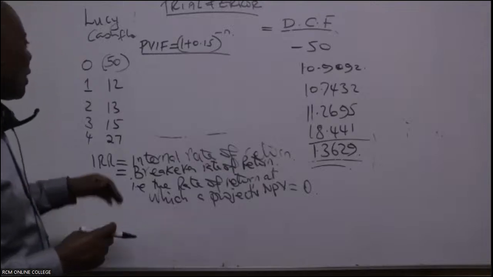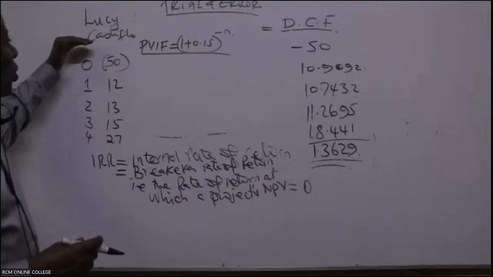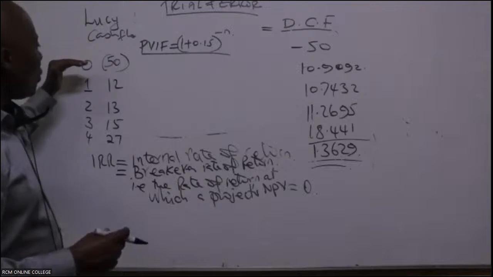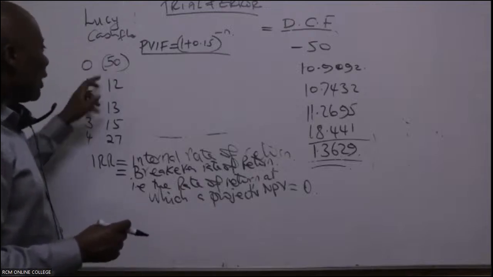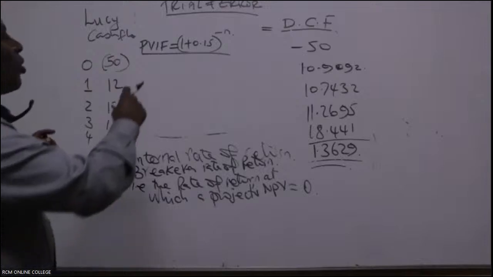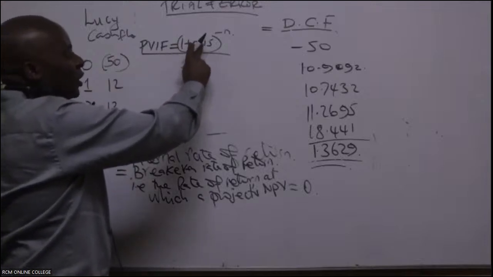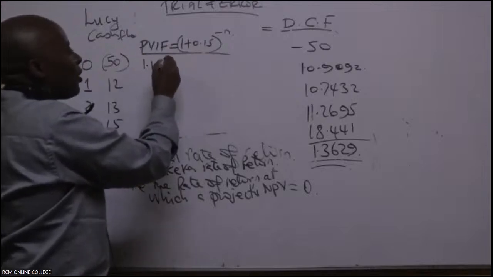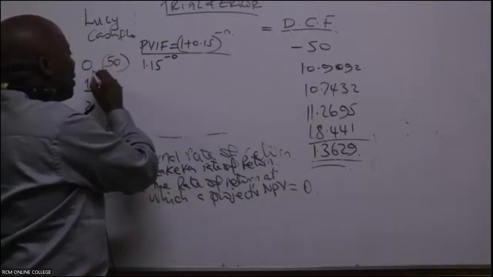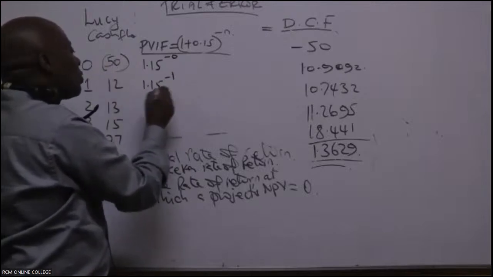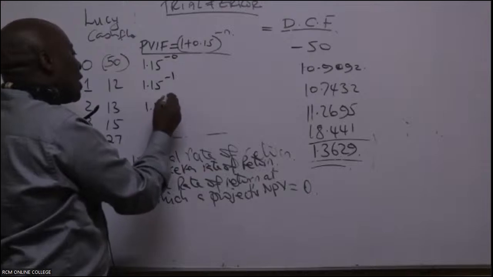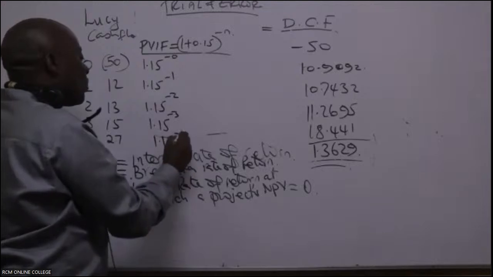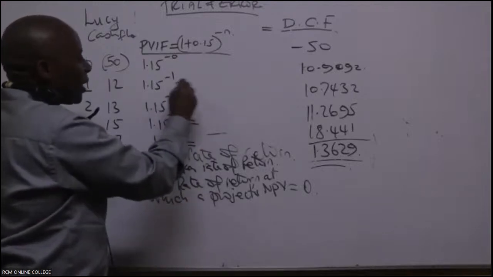I hope you were as fast as Mwalimu. You've been able to go to a different area in your book and write 0, 1, 2, 3, 4. Then you have the same cash flows, but this time you're using a different cost of capital, which is 15%. So this will be 1.15 raised to negative 0 here. This will be 1.15 raised to negative 1, negative 2, negative 3, and negative 4.